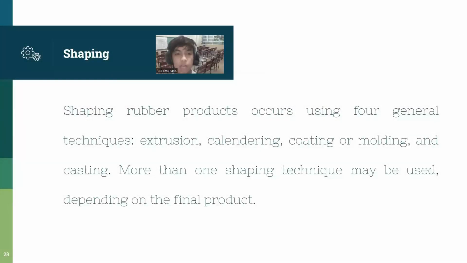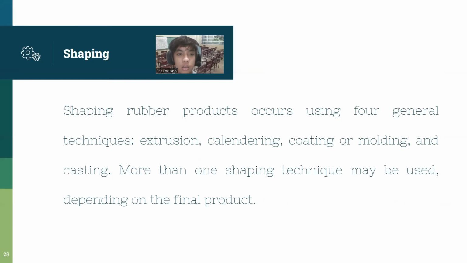Good day, everyone. My name is Red RL Emphasis, and I'm assigned to discuss the manufacturing of rubber. I'm assigned to shaping and vulcanization.